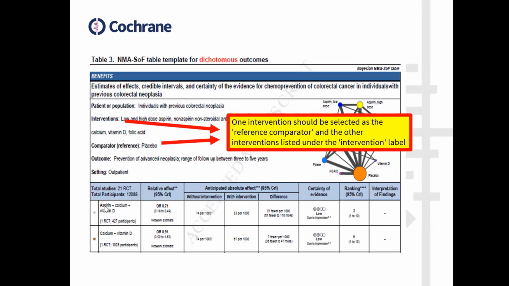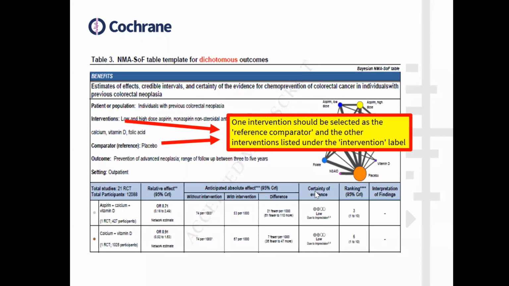And then you've got your different comparisons here, your different interventions here, which are compared to placebo. So you've still got your relative effect. So this specifies this as the network estimate. And then you've got your anticipated absolute effects, the certainty of the evidence with the footnotes for downgrading. And this also includes ranking as well.